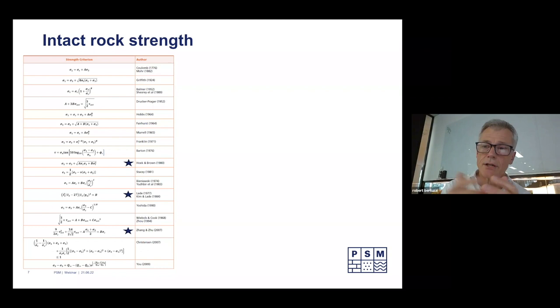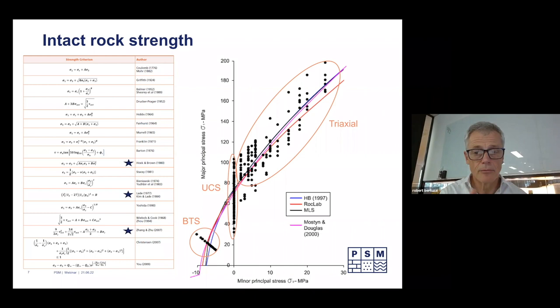So we're developing the criteria that we use for intact rock strength. And there are many criteria that have been developed. There's a list there of some 15, 16 criteria, and they're the ones that come up more often than not in publications. And the three that I've starred there in blue, when I did the research, they tended to give the most consistent, or more consistently better, fits to the intact lab test data. But that data is variable in all the tests.